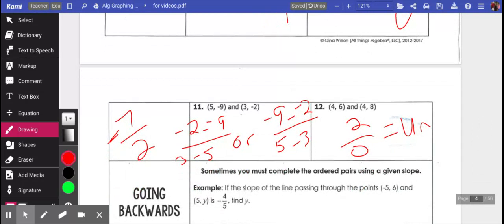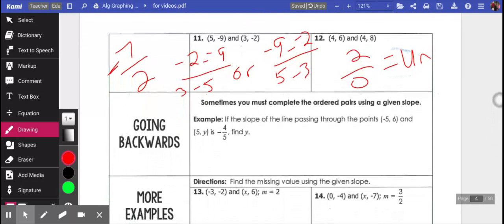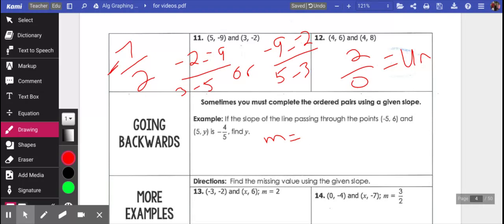Okay, so then we're going to go backwards. Sometimes you have to complete the ordered pairs, and you're given the slope. So remember that the formula is m equals y minus y over x minus x. If they already tell you the slope is -4/5, what you're going to do is fill that in for the m. So I'm going to write -4/5 equals, and then one of the points is this, and here's the other one.